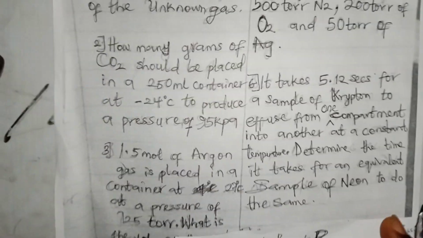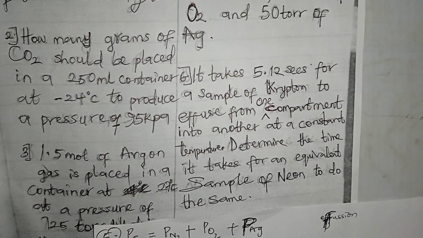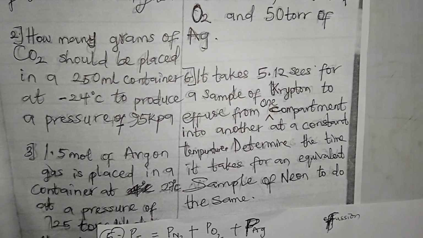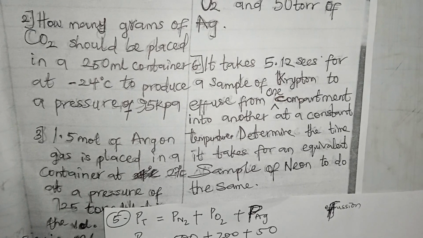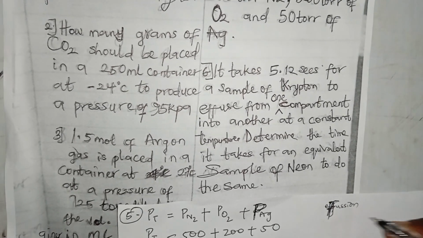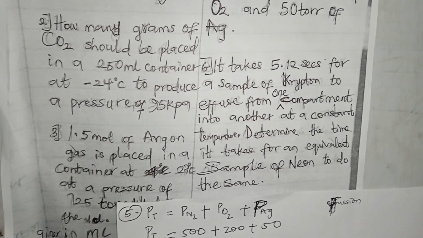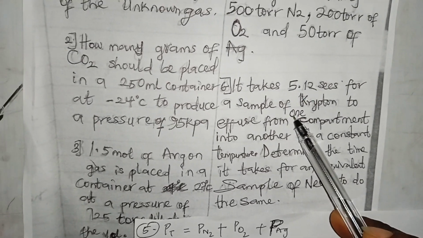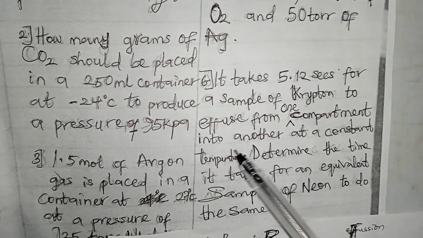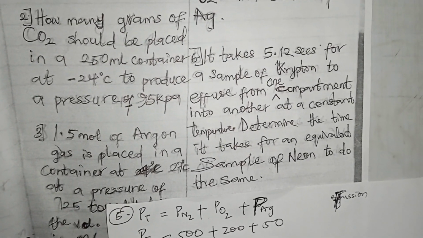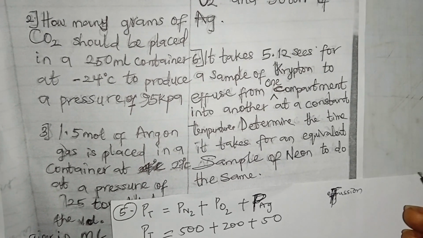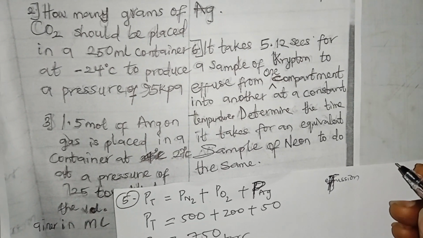It says, number 6: it takes 5.12 seconds for a sample of krypton to effuse from one compartment into another at a constant temperature. Determine the time it takes for an equivalent sample of neon to do the same.